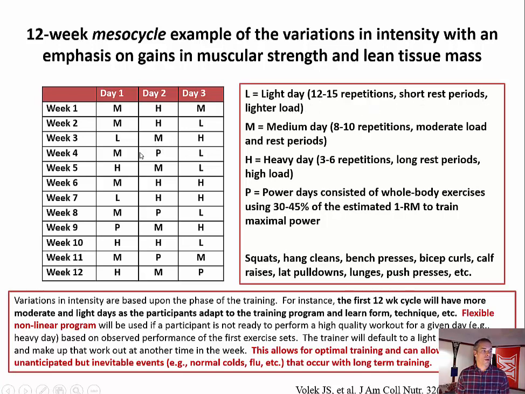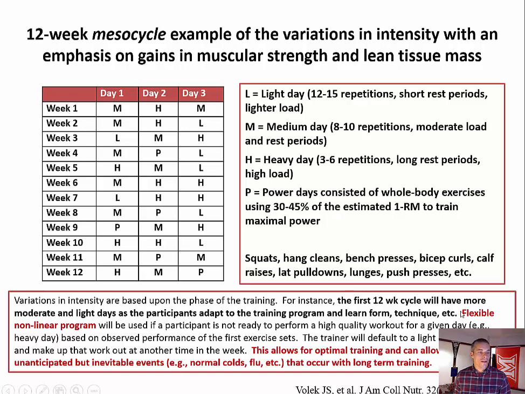And then occasionally we would also throw in some power days, which consisted of whole body exercises using about 30 to 45% of the estimated 1 RM to train maximal power. So you can see some of the exercises that we included here in our training program. Again, it was a whole body resistance training program performed for 9 months.